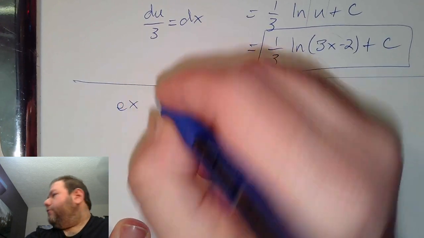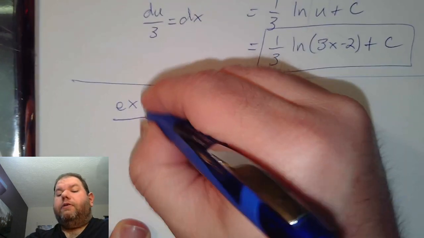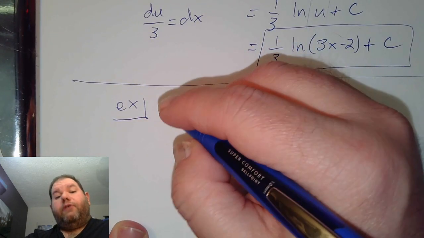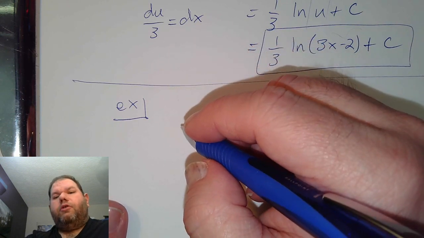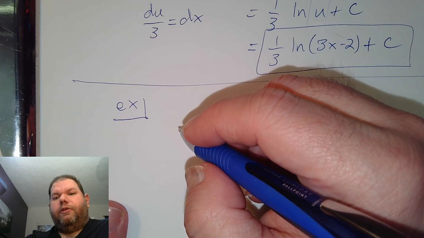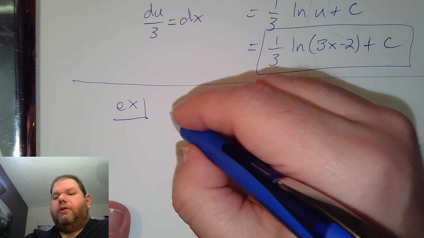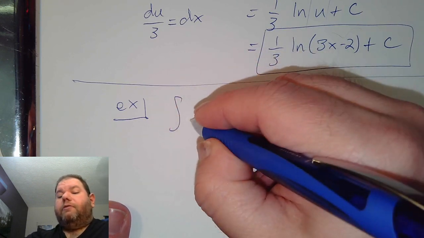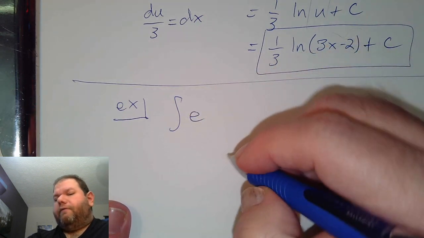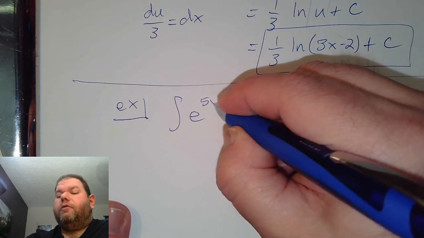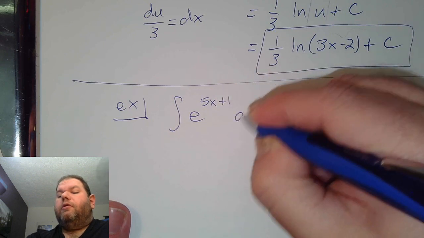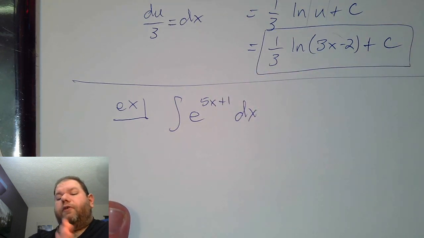Now, when we're working with exponentials, there are a couple of different ways that we see the substitution take place. The first example I would like to do is, again, a relatively simple one. For example, let's use the integral of e to the 5x plus 1 dx.